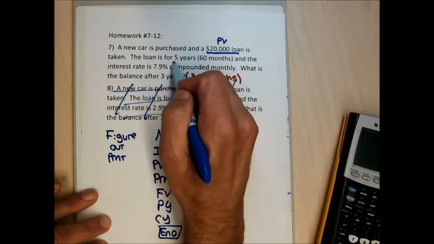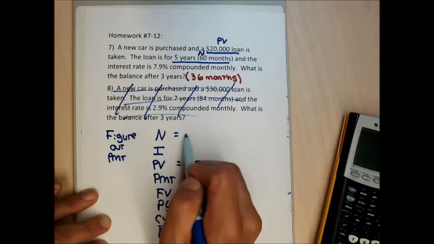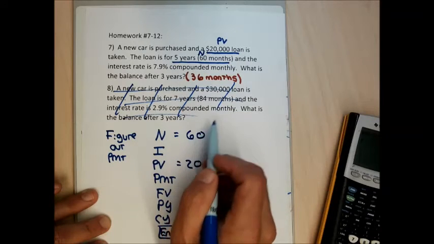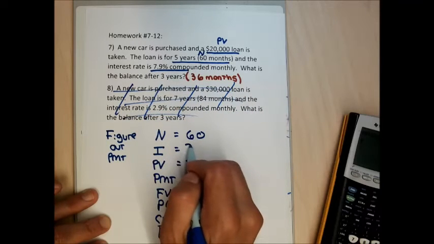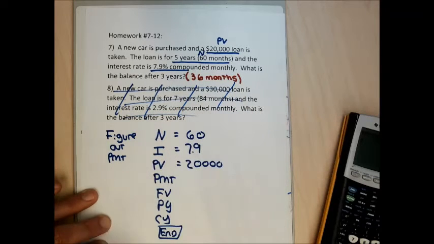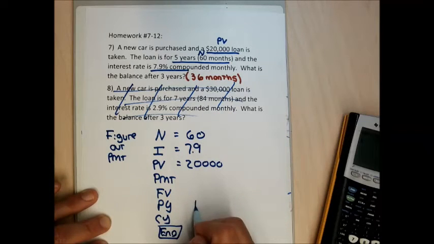The next 2 numbers I see are the 5 years or 60 months. I'm going to plug in 60 for N. Then I see the 7.9% compounded monthly. I'm going to put 7.9 in for the I. And then I'm going to assume that I'm making monthly payments. And if you're making monthly payments, the PY and the CY need to be 12.